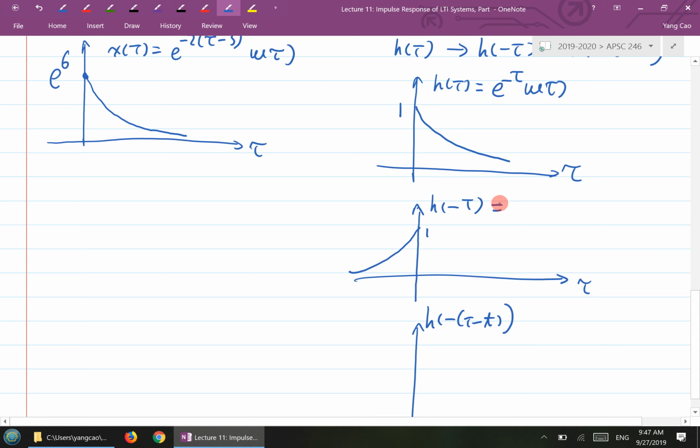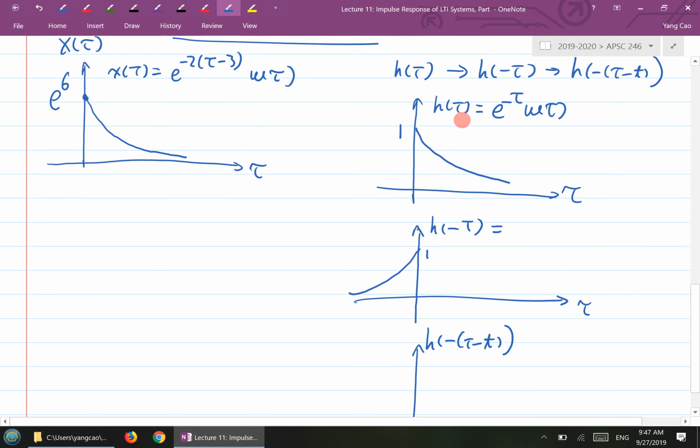So maybe I'll write down here. Expression-wise, what's h of negative tau? This is h of tau here. If we change the tau to negative tau, then we go to the right side, find all the taus, and change the tau to negative tau. So you get the exact solution here, right? And this is equal to e to the power of tau, u of negative tau, times u of negative tau. So basically, this curve is this.